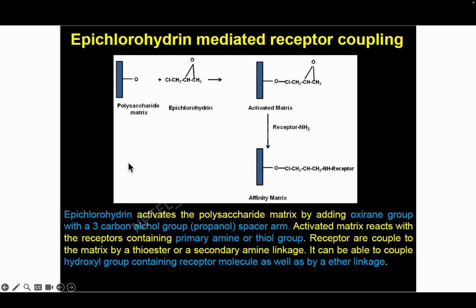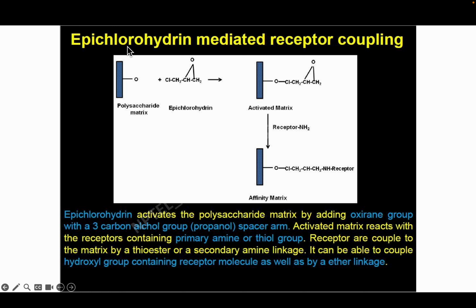This is epichlorohydrin mediated receptor coupling. So here comes how you make the thing. This regeneration generally we don't do in our lab. You can do it, but we don't. What people do in general, because these are very serious processes: if you want to purify your protein and for that you want an antibody conjugated with resin, you won't wait for 1 year for immunizing your mice and taking those. You don't do this. Those are commercially available. These are the steps which the commercial, technical persons do, and then they sell it.